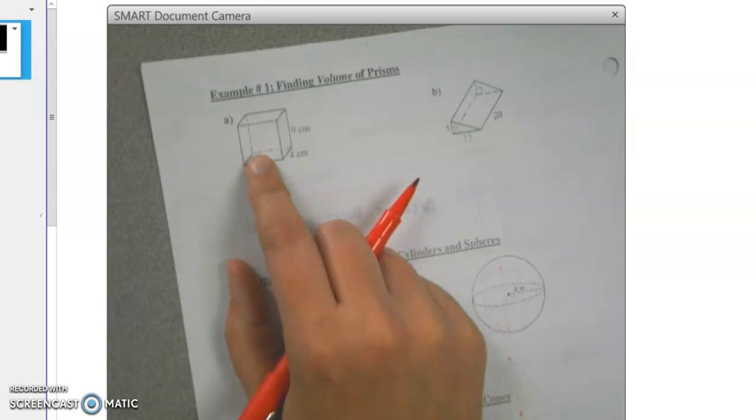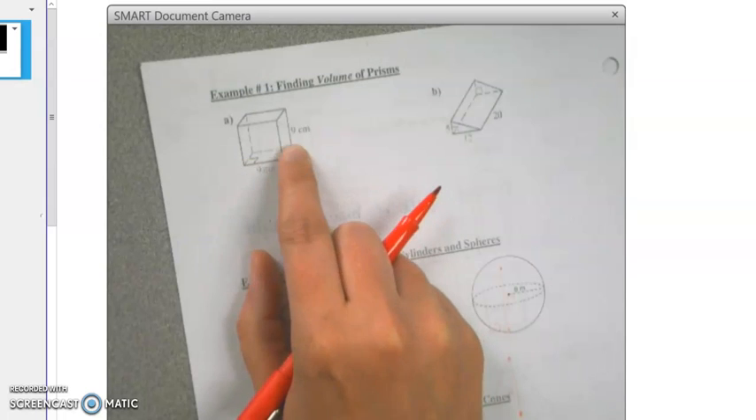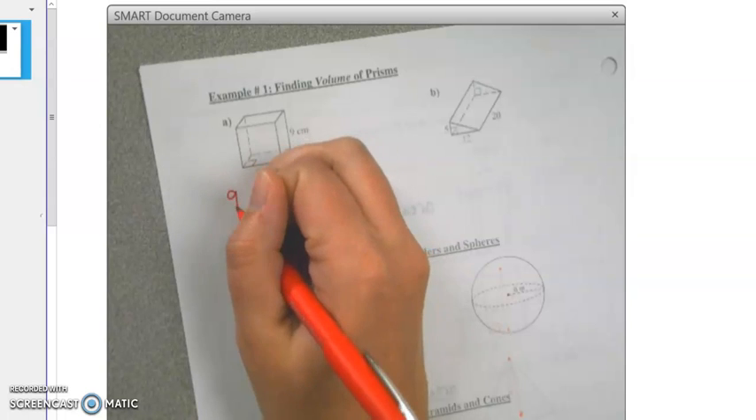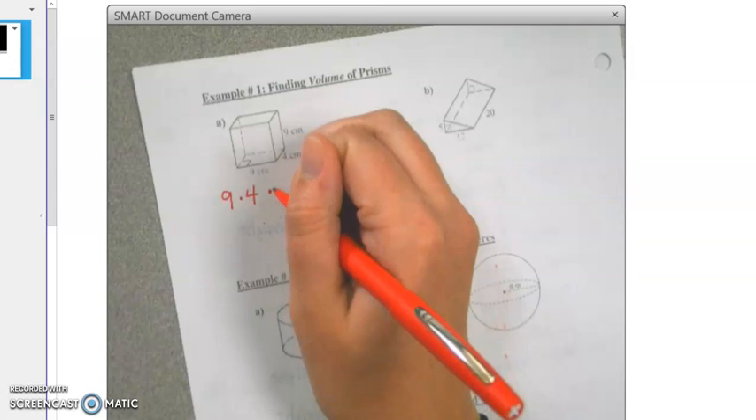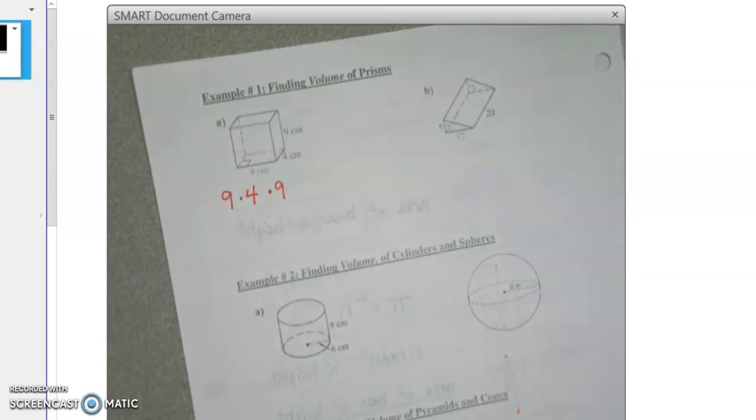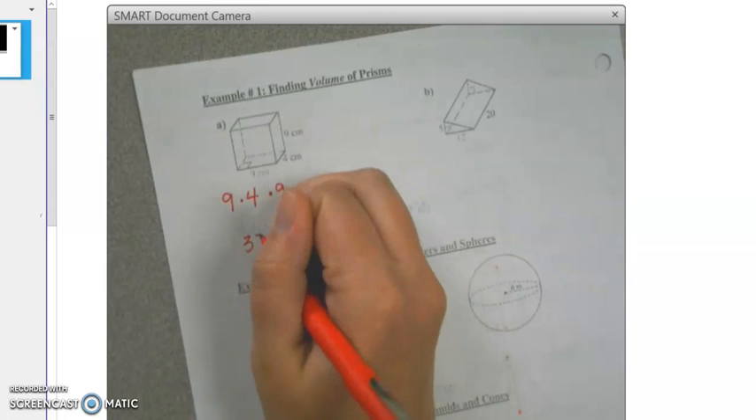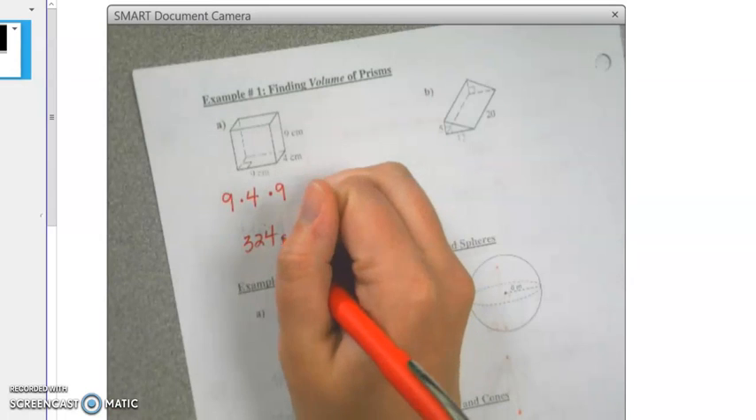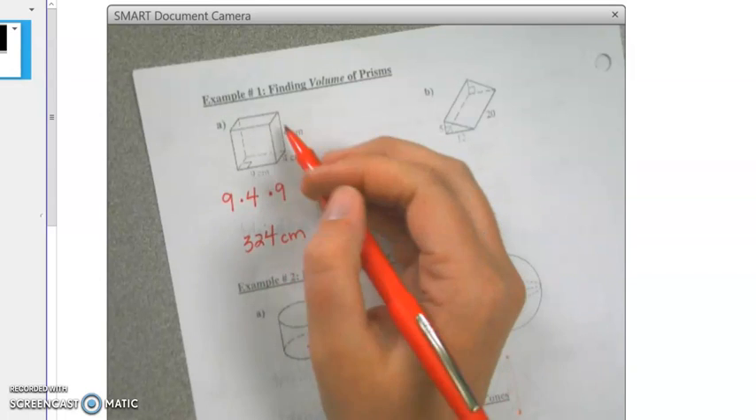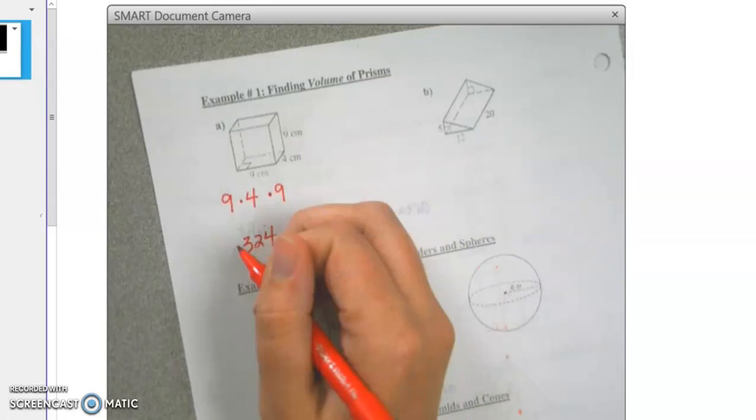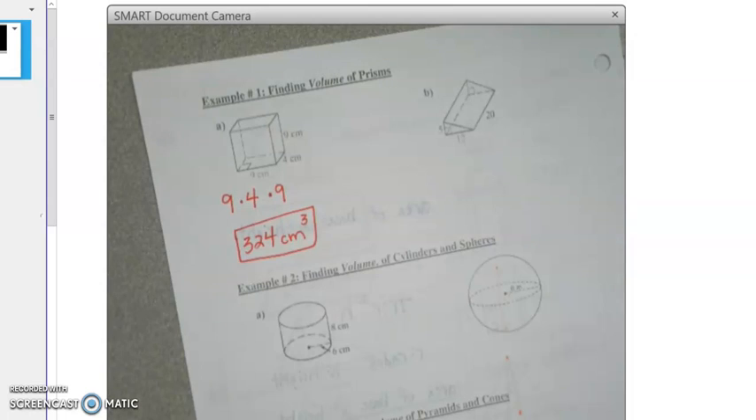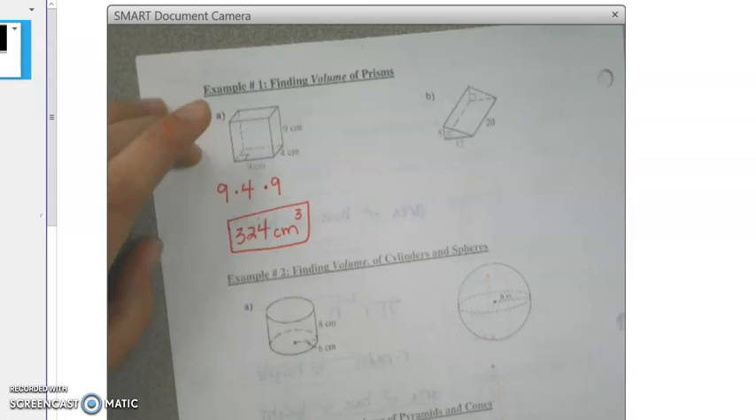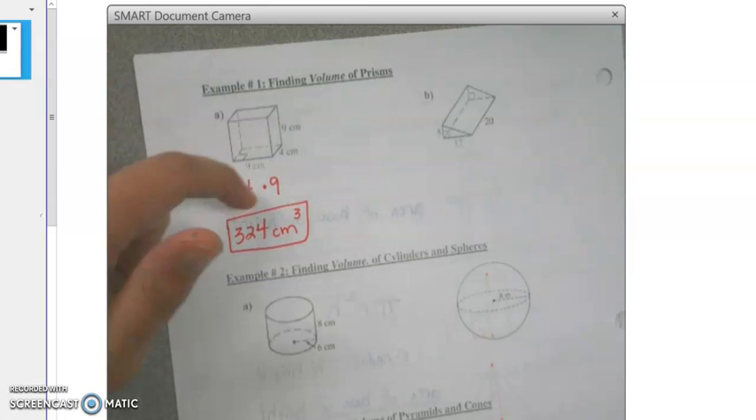For a rectangular prism, you find the area of the base. My base is a rectangle, which is 9 times 4, times the height of the figure, so times 9. When we multiply these, we get 324. My units is centimeters, and because it is volume, it is always cubed. Always, no matter what. So, volume of rectangular prisms or cubes are very easy. You just multiply your 3 dimensions.